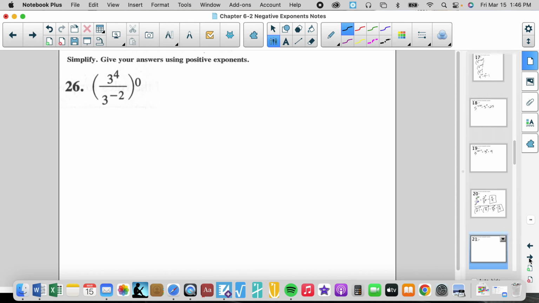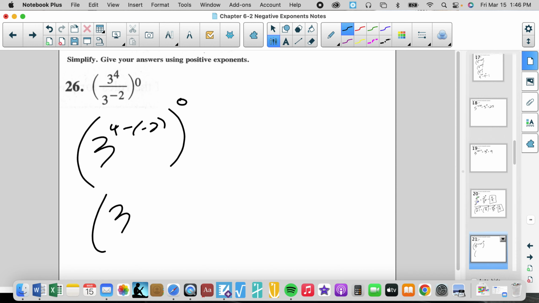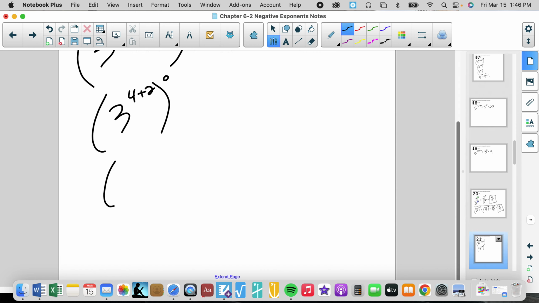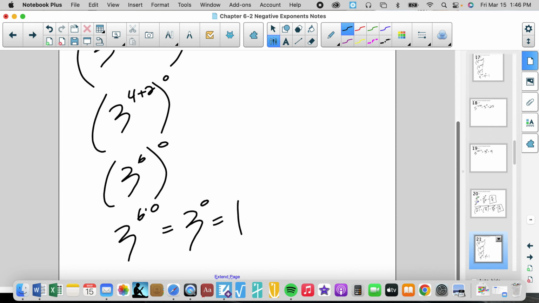We have division. I'm going to simplify inside. We have 3 to the 4th minus negative 2 to the 0. That becomes 3 to the 4 plus 2 to the 0. And this becomes 3 to the 6th to the 0. Power of a power, we're going to multiply those exponents. And we get 3 to the 0, which equals 1.